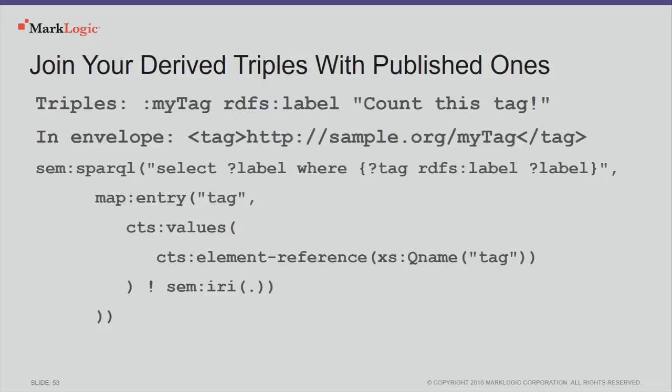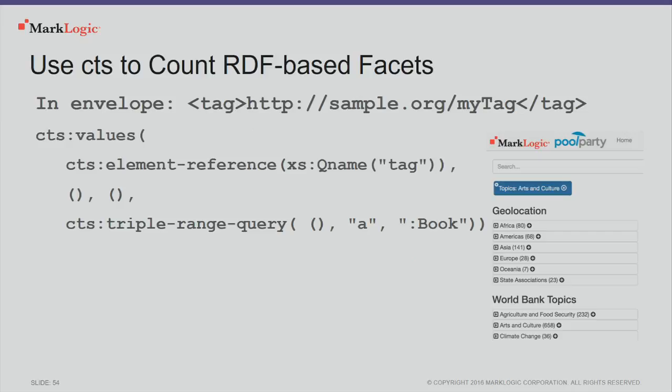So I skipped ahead. Let me see here. Well, I'll do this first. So these IRIs usually exist in triples, but they can exist in your XML documents as well. And simply by virtue of putting this IRI in my document, that is a way I can join it to the triple data. So in this case, my triple range query is getting back everything that is a book, and then it's getting back all the values of the tags within there. And this is how you would use CTS to actually do fast facet counts on things that are leaf nodes in your SKOS taxonomy.